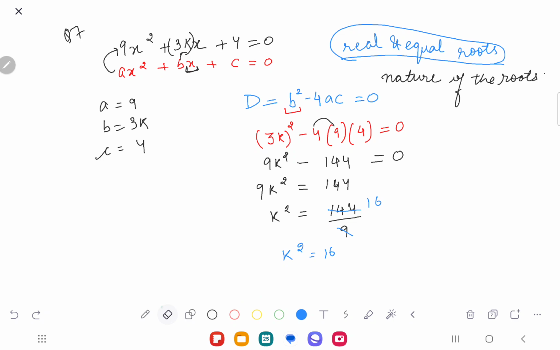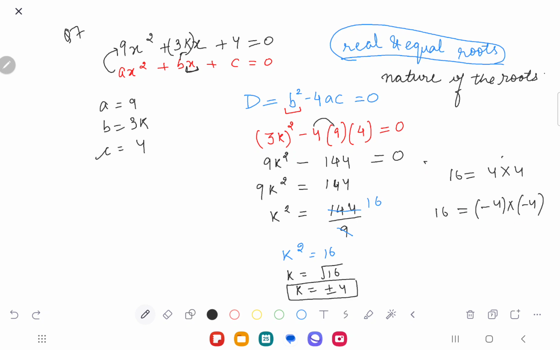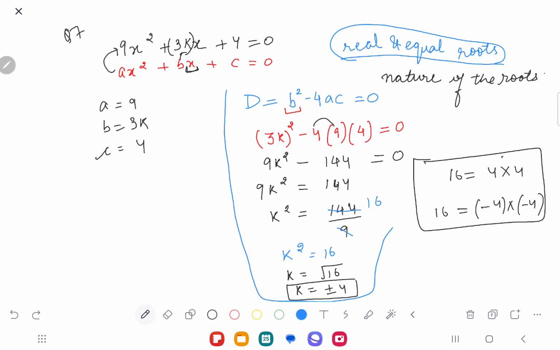Now what all values of k can we take? K here would be under root of 16. So k here would be plus minus 4. Why plus minus? Because we have to write down that number here whose square is 16. And 16 is actually the square of 4 times 4 as well. And 16 is also the square of minus 4 times minus 4 as well. I hope you're understanding. Okay. So that's how we are having this particular question. Understood or not? All right.